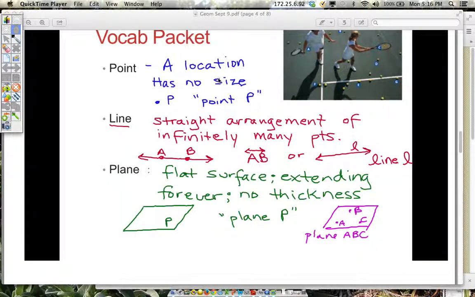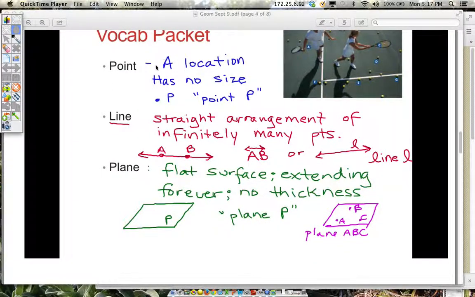It has no size, and the picture is the easiest picture you're going to have to draw, just a little dot, and denote it with a capital letter. You can use any capital letter. This one we just called point P. So instead of actually saying point P, you could literally just draw a dot and a P, and that means point P.